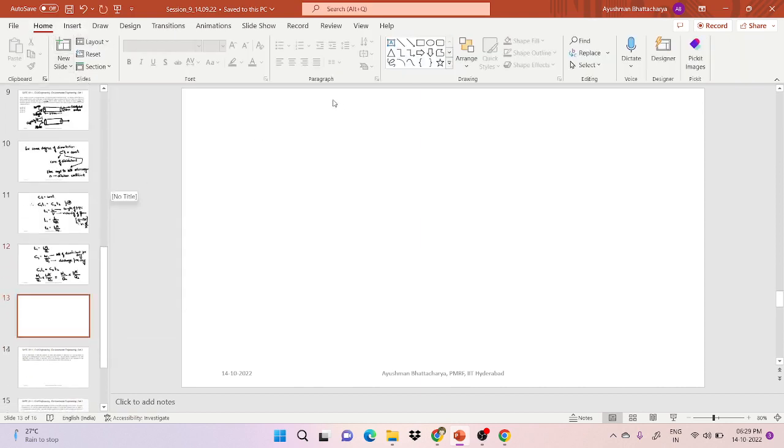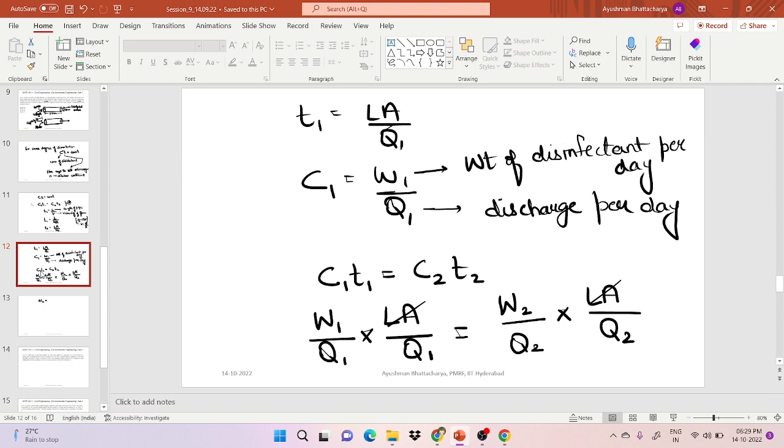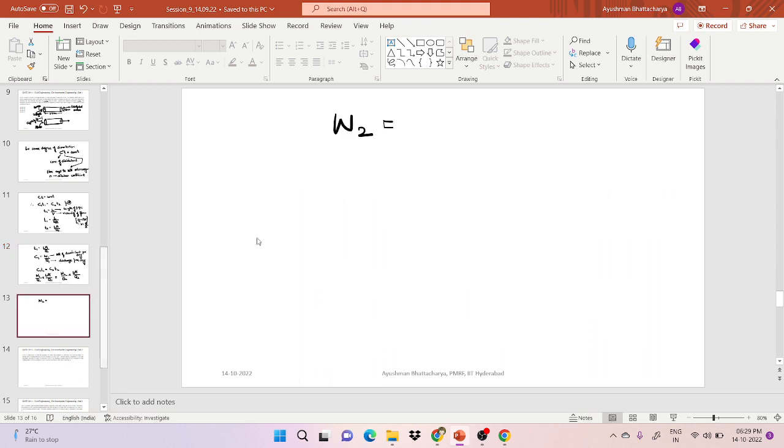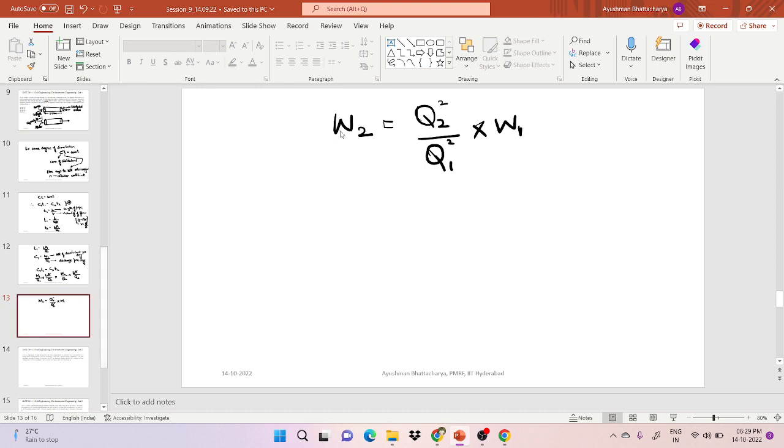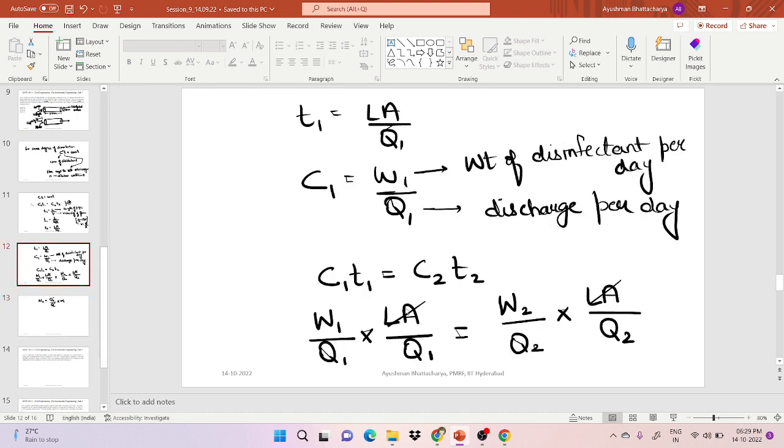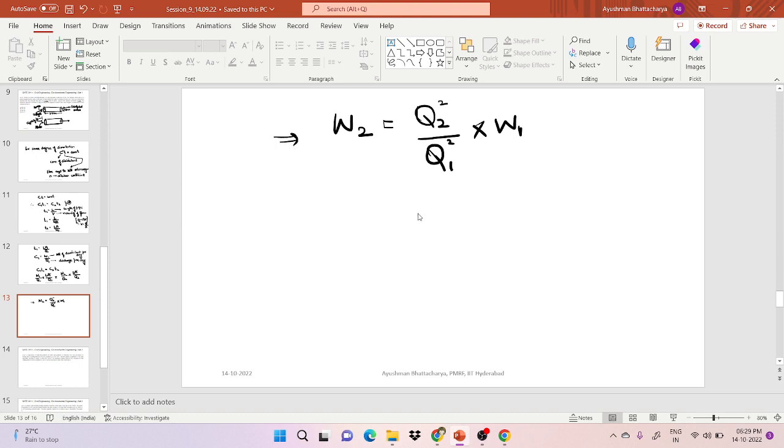Okay. So now, can I write W2 is equal to... since I have to calculate the disinfection amount per day, W2 and Q2 squared it will be. So can I write like this, Q2 by Q1 squared into W1. I think you are able to understand. In terms of W2, I am shifting Q2 squared to this side. So we can write at the end W2 is equal to Q2 squared.